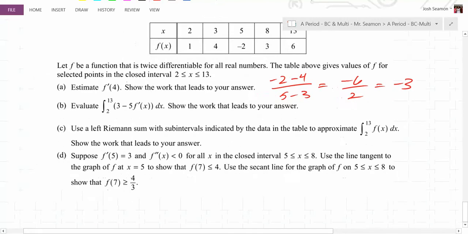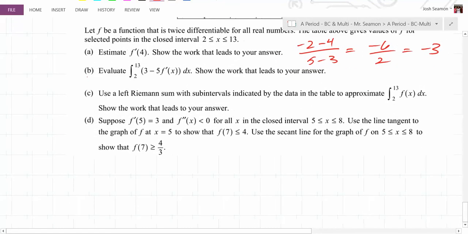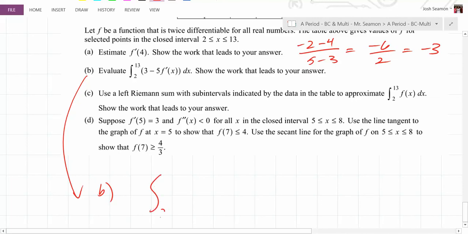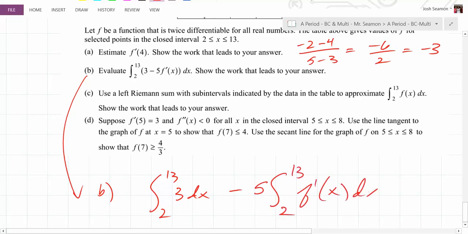What should you do for this one before you actually start? What should you do for b? Just separating. Separate it out, right? So you have the integral from 2 to 13 of 3 dx, right? Minus 5 times the integral from 2 to 13 of what? F prime x dx, like this.